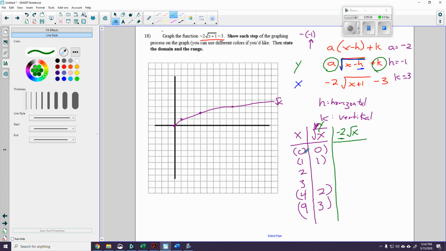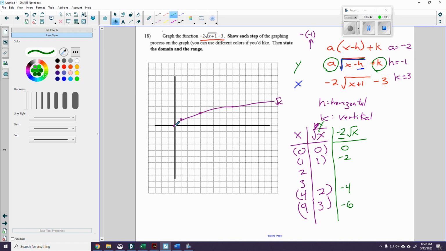So I have x is 0. If I take 0 and I multiply it by -2, I still end up with 0. Where x is 1, the square root of 1 is 1. Well, multiply that by -2, and that becomes -2. At 4, my square root of x is 2. Multiply that by -2, and I get -4. At 9, the y value was 3. Multiply that by -2, and I get -6.